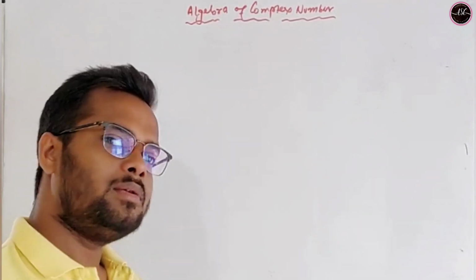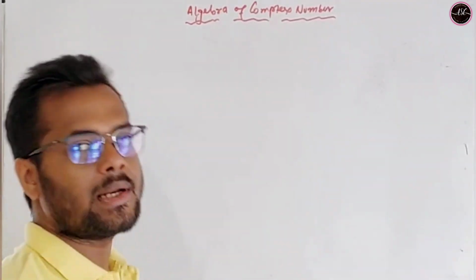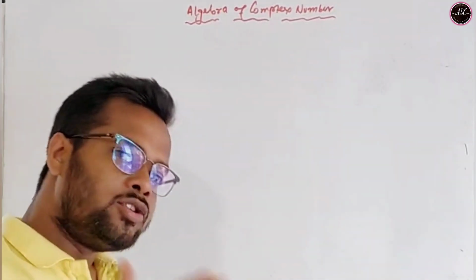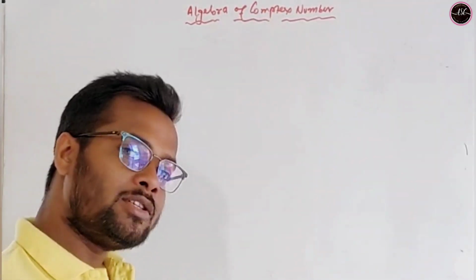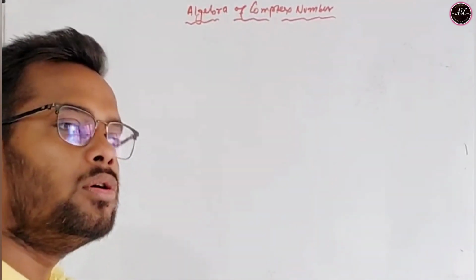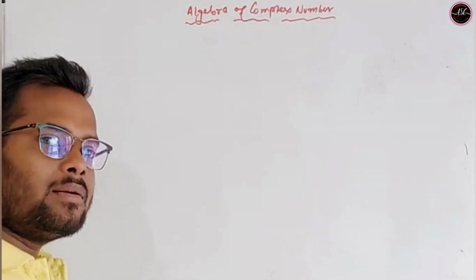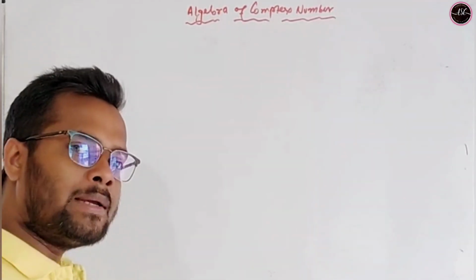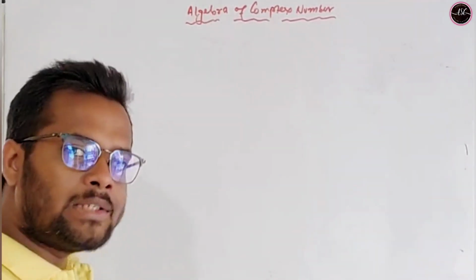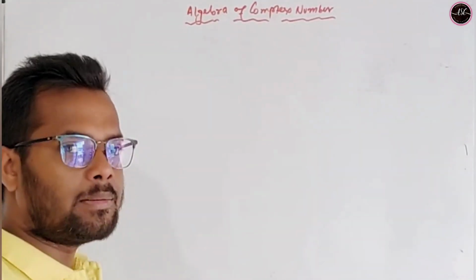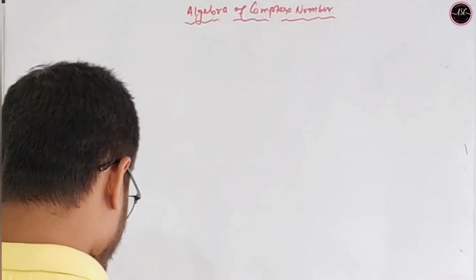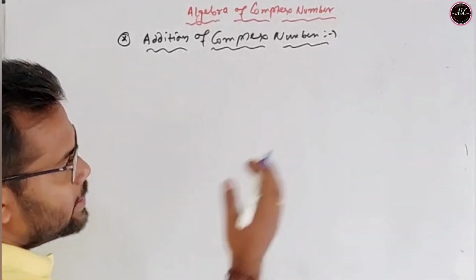Okay, we now learn about the algebra of complex numbers. In real numbers there is addition, subtraction, multiplication and inverse. So here also in complex numbers, addition, subtraction, multiplication and inverse exist. So how can we do the addition of two complex numbers, subtraction between two complex numbers, inverse of a complex number and multiplication of complex numbers? Let's see. We first learn about the addition of complex numbers.